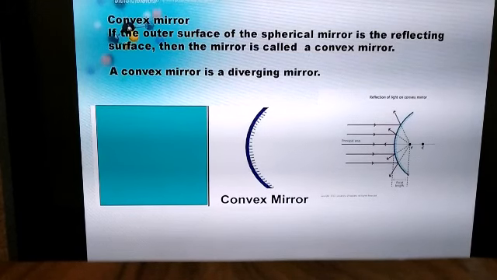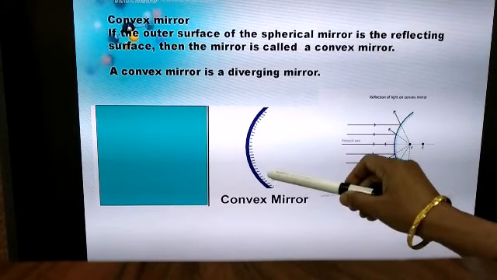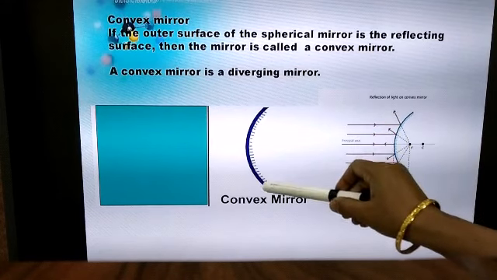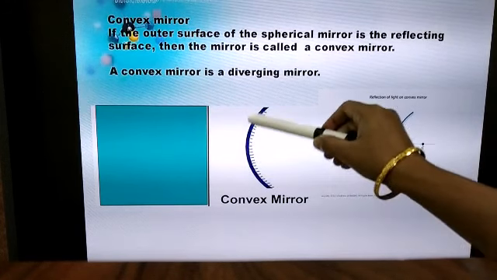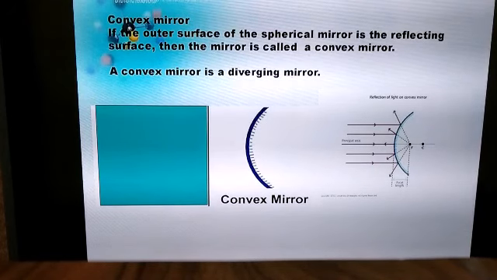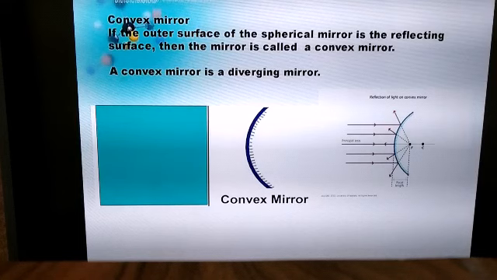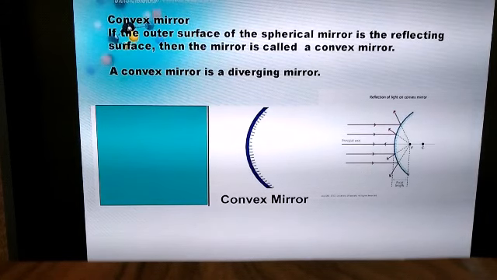If a spherical mirror is made by silvering the inner surface such that the outer surface or the bulging surface becomes a reflecting surface, then the mirror is called a convex mirror. So a convex mirror is defined as follows: if the outer surface of the spherical mirror is the reflecting surface, then the mirror is called a convex mirror. A convex mirror is a diverging mirror.